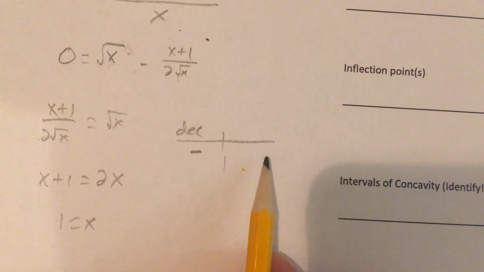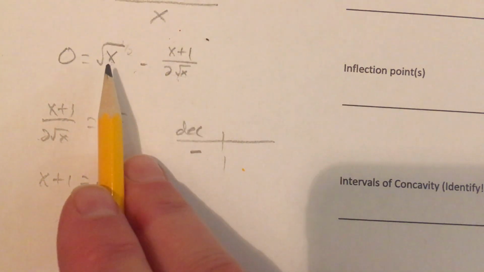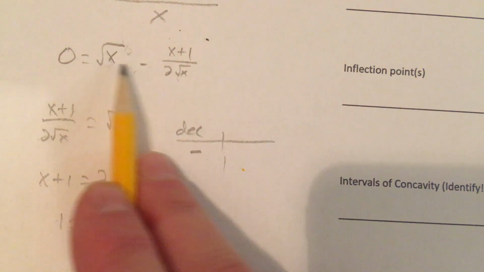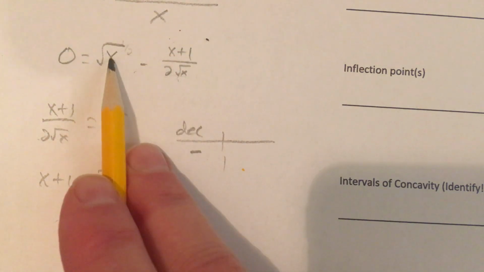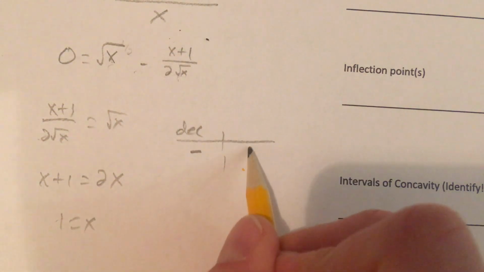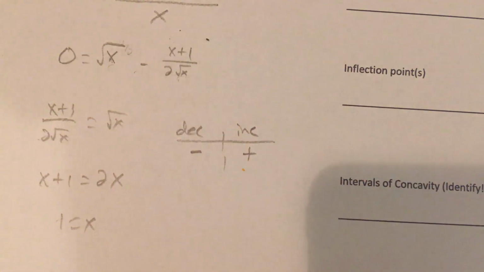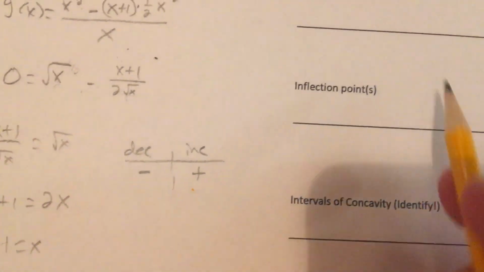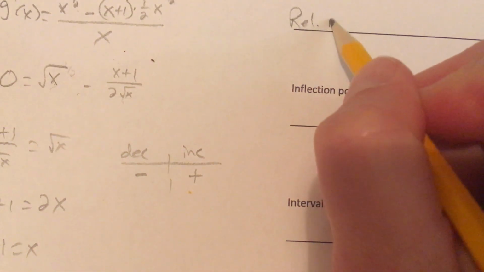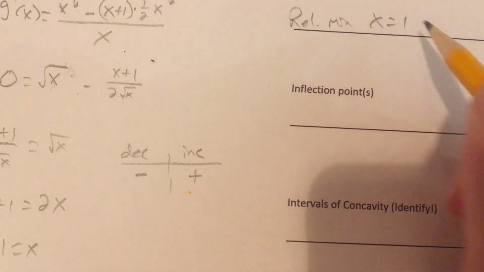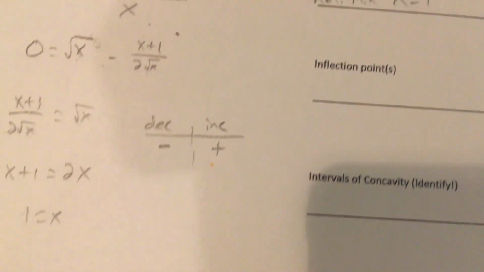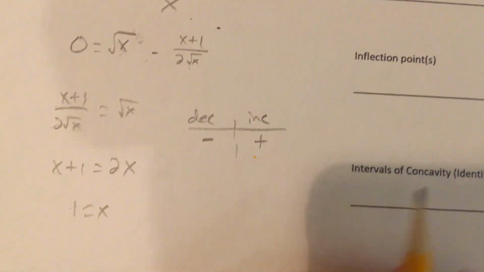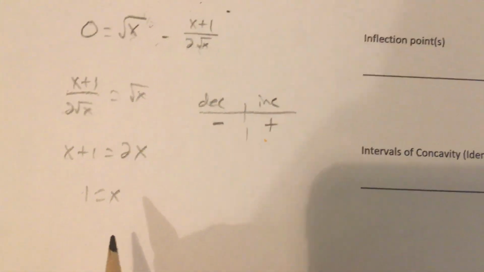If I pick something bigger than 1, that one's a little bit easier. Say I put 9 in here, I'm going to get 3, and then I'm going to have 10 divided by 6. So 3 minus 10/6 is a positive. We're increasing at that point. Okay, so we're going to have a relative minimum at x equals 1, because that's where our derivative switches from negative to positive.